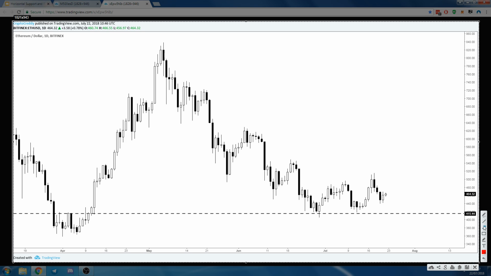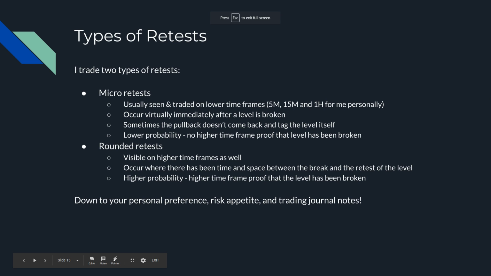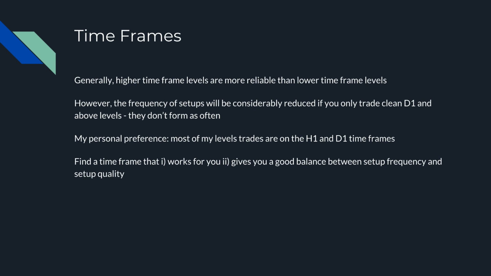But this also goes to show that you don't need to either pick or choose whether you want to trade micro retests or rounded retests. Because as you can see here, you could have made money on the lower time frame micro retest, but then also once price has finished all of this and is coming back towards the level, you could be aware that there's a rounded retest in play as well. Which is why I suggest personally, just based on your preference, risk appetite, whether you like lower time frame stuff, and of course the notes from your trading journal.